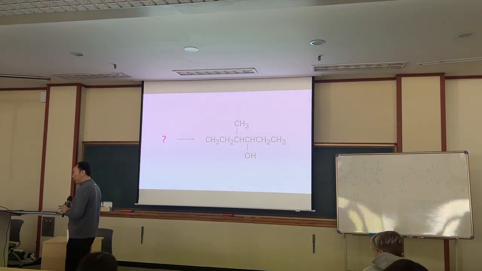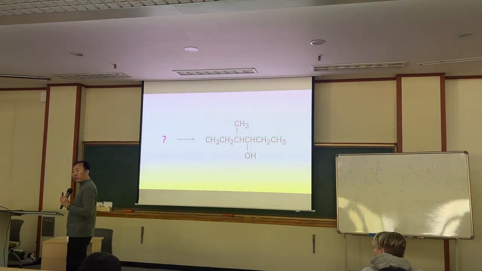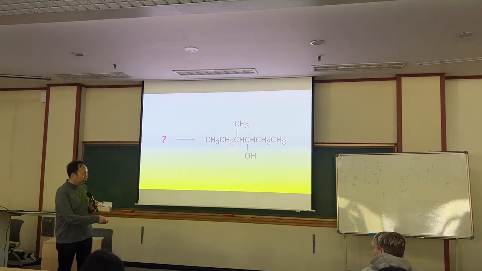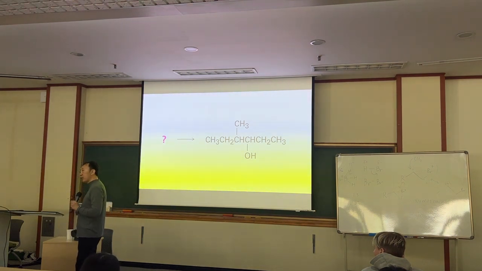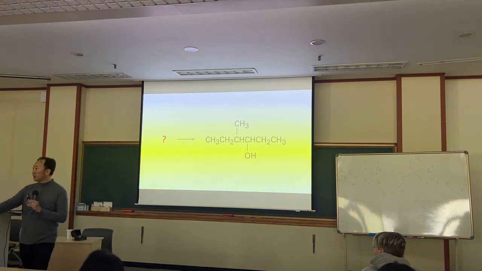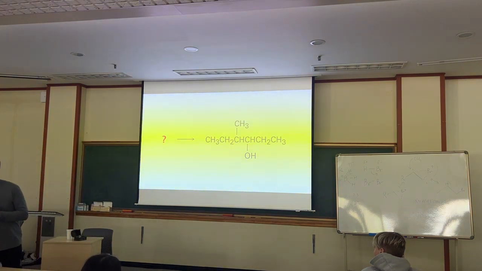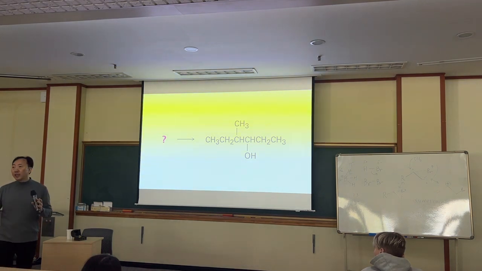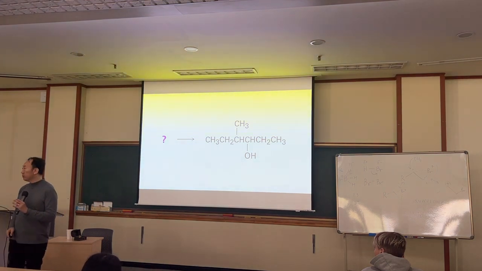Now you want to get that product. Which condition do you need to use? We learned two things. Yes, you need to use hydroboration, because that product is the anti-Markovnikov product. So if you chose your starting material here, you cannot get selectivity. You will get a mixture, OH here and OH here eventually.